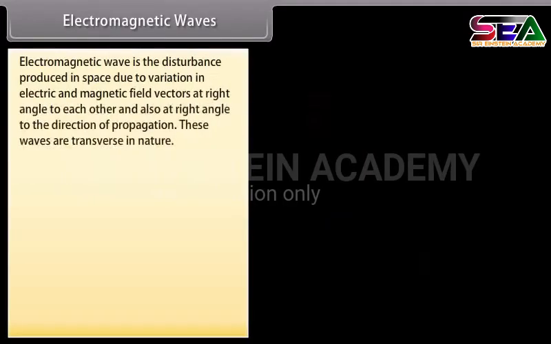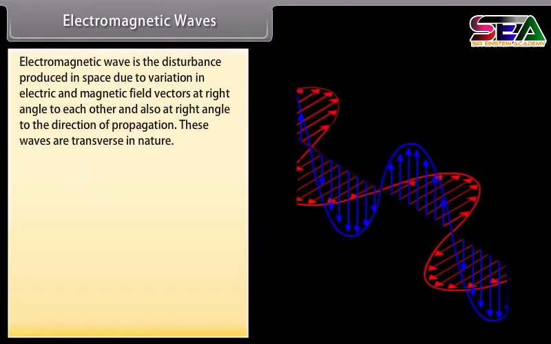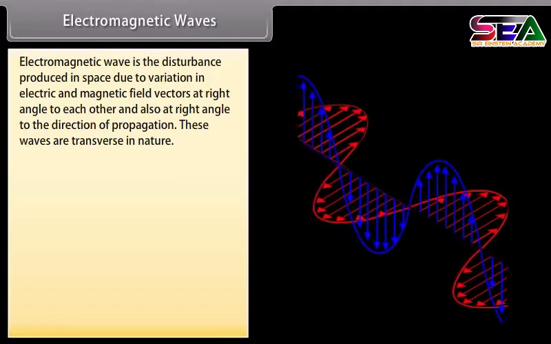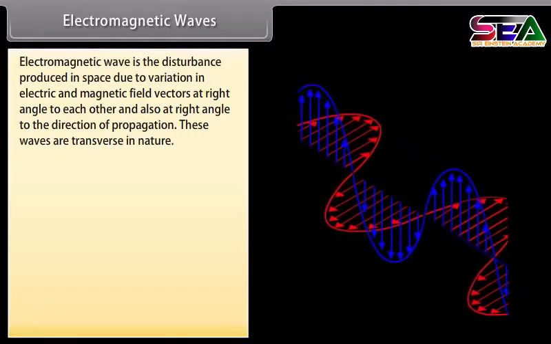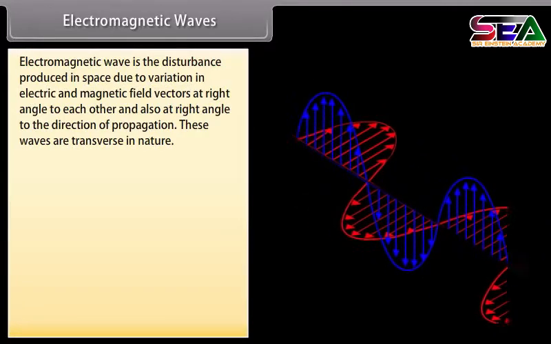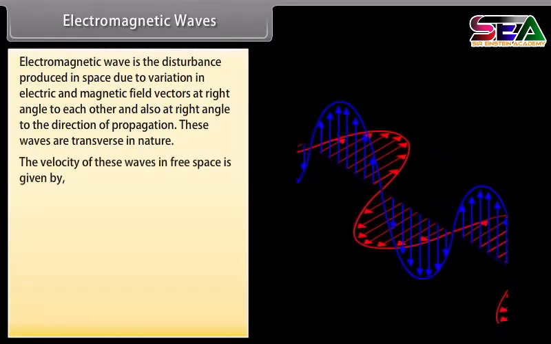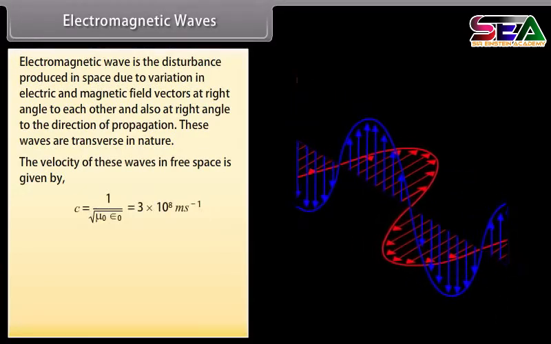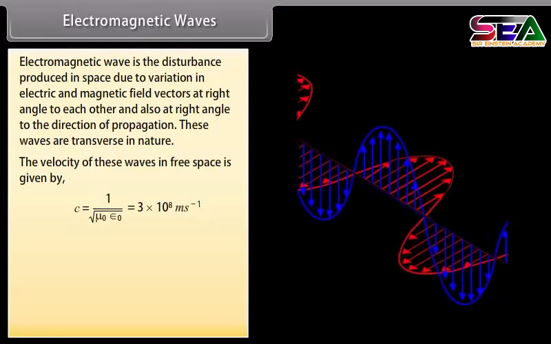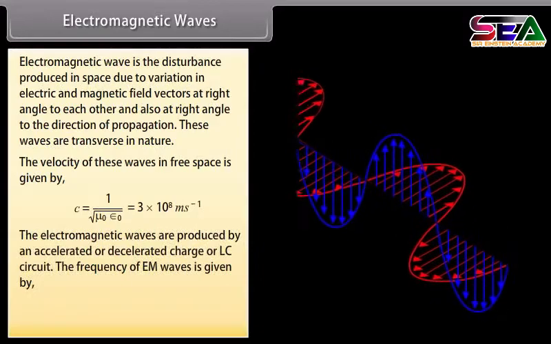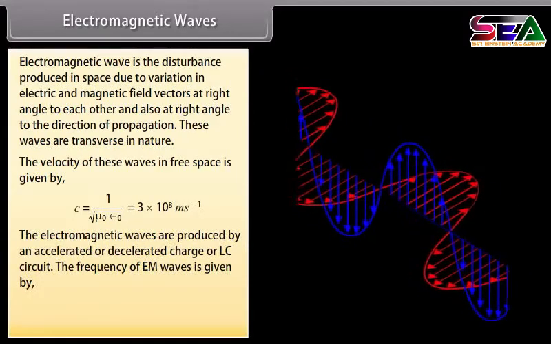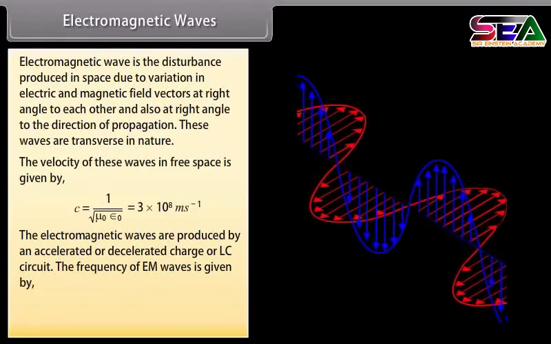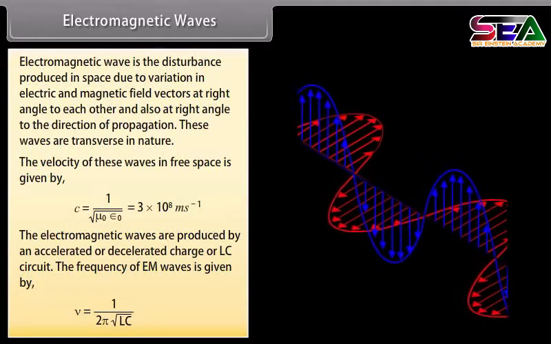Electromagnetic waves. An electromagnetic wave is the disturbance produced in space due to variation in electric and magnetic field vectors at right angles to each other and also at right angles to the direction of propagation. These waves are transverse in nature. The velocity of these waves in free space is equal to the velocity of light, which is 3 into 10 raised to the power 8 meters per second. Electromagnetic waves are produced by an accelerated or decelerated charge of an LC circuit. The frequency of EM waves is given by 1 upon 2 pi under root LC.